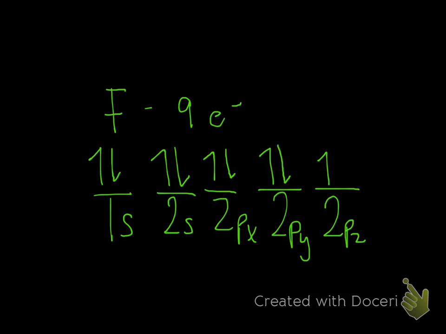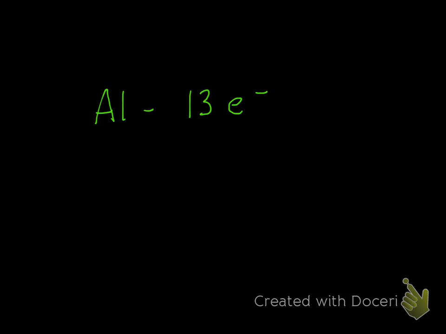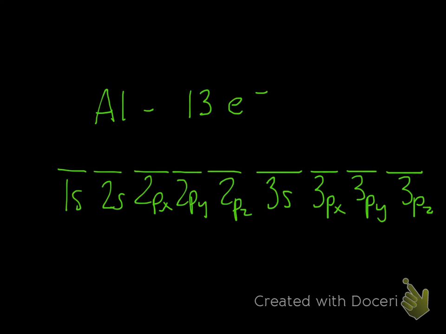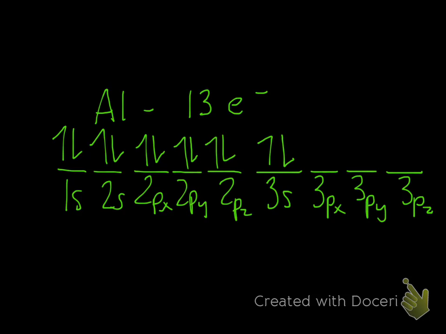Okay, let's get a little bit bigger. Let's try aluminum with 13 electrons. So again, we'll label our orbitals. Okay, so we've got our orbitals labeled up to the 3p's. Now, let's start filling. So we get 2 in 1s, 2 in 2s, 1, 2, 3, 4, 5, 6 in the 2p. We've now got 2, 4, 6, 8, 10. We're ready to put some in the 3s, and it fills. And now we have one more electron to go, so it will go in the 3px orbital.